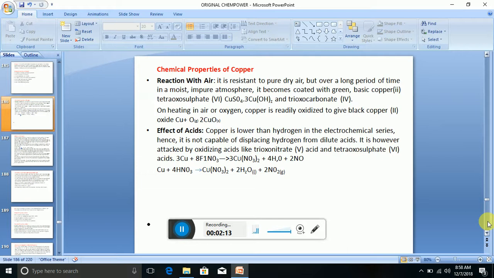Effects of acid. Copper is lower than hydrogen in the electrochemical series. Hence, it is not capable of displacing hydrogen from dilute acids. It is, however, attacked by oxidizing acids like trioxonitrate 5 acid and tetraoxosulfate 6 acids.